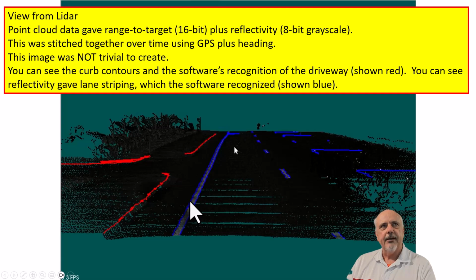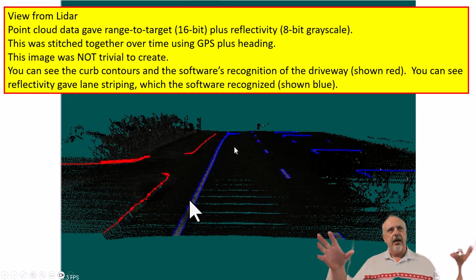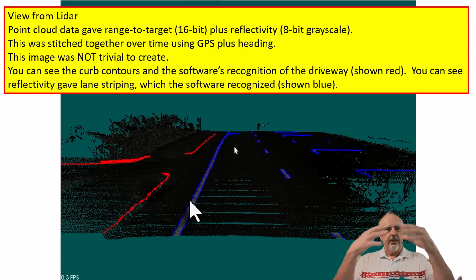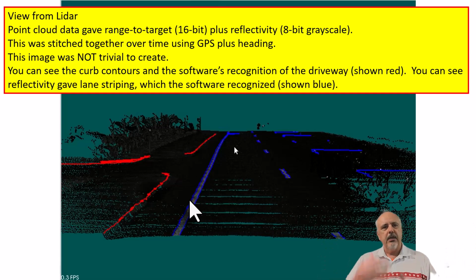So that's what it looks like. So we get this point cloud. This took a lot of calculations in order to patch this together. We're getting scans of laser data, 8 megabytes per second, and we're putting together this map, stitching it together based on sequential GPS locations. And it's not trivial at all.